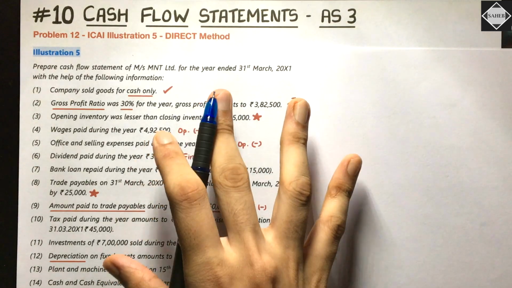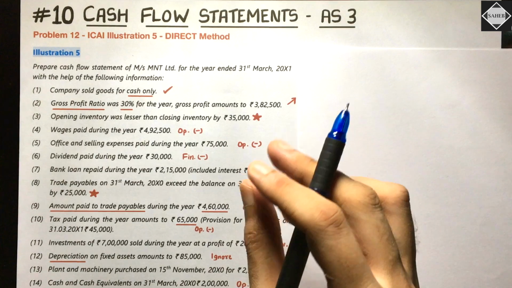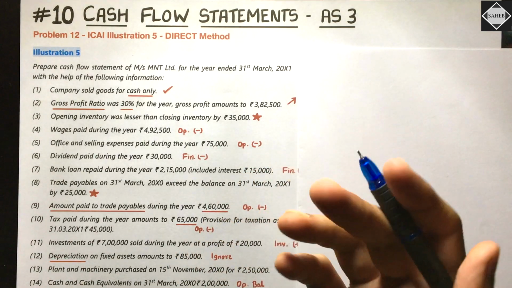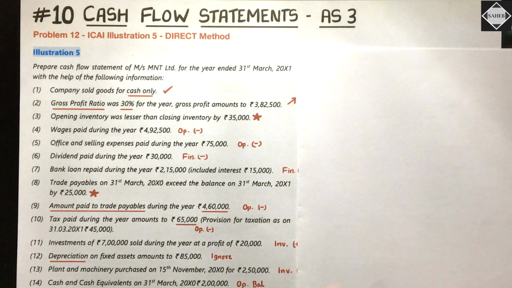Now here you have to understand we have something special. Here the information is not given clearly regarding the purchases, so that adjustment is there. That is why we are taking this question.